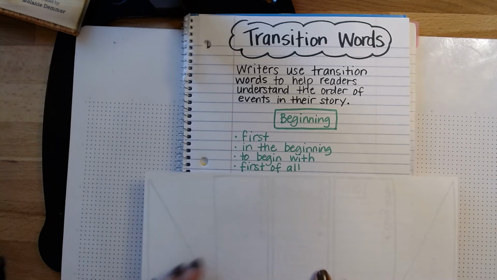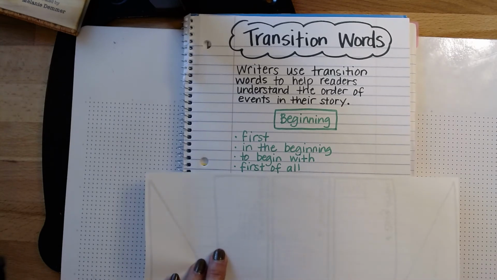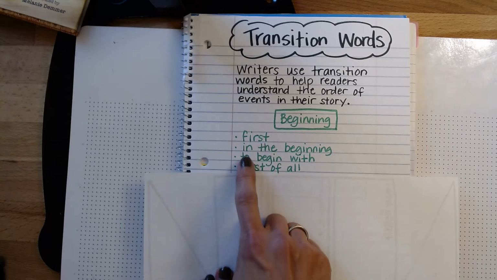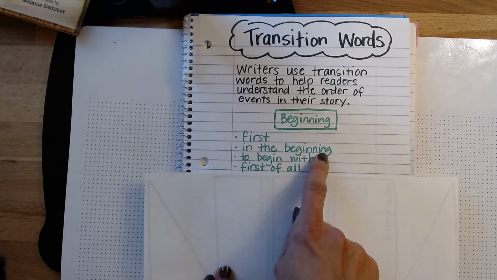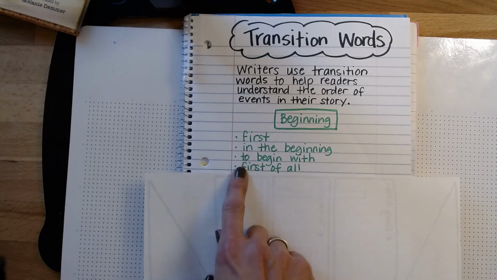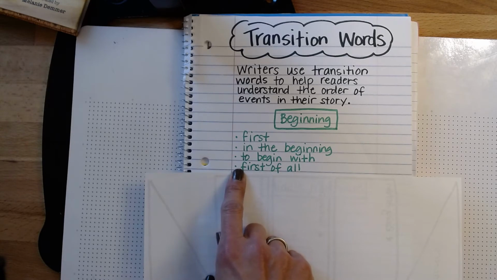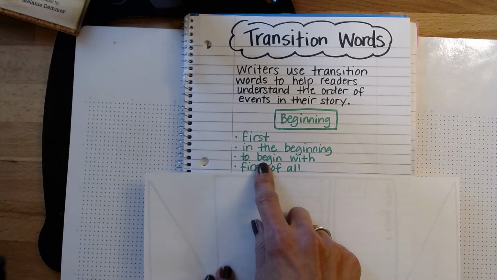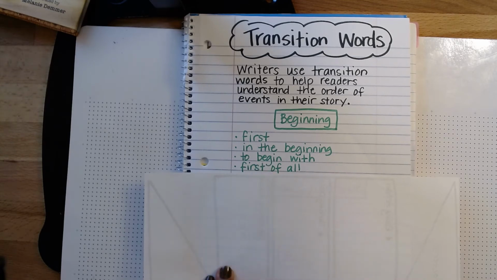Here are some words that can signal the beginning of something at the beginning of our story. You might use the word first. You might start with in the beginning, or to begin with, or first of all, depending on how you want to start your story. Now remember, this is going to be the first letter, so it should be capitalized when you start your paragraph. Okay, so these would be things that we would use in the beginning of our story. So make sure you pause the video and you write those down.